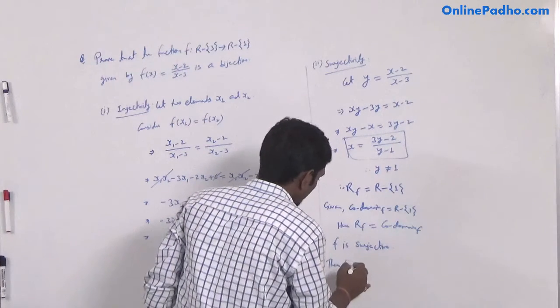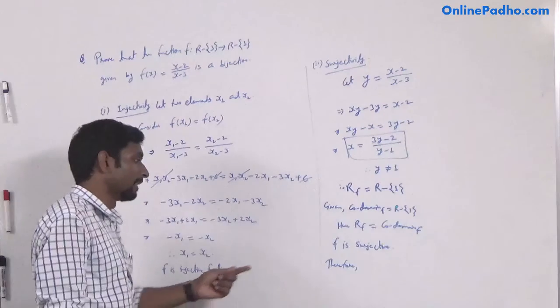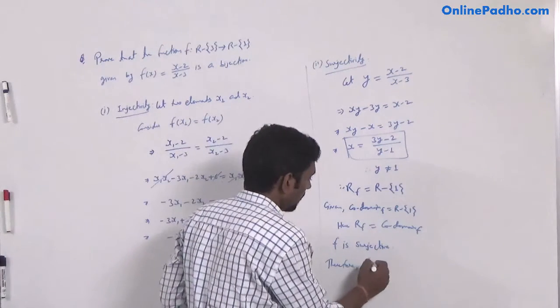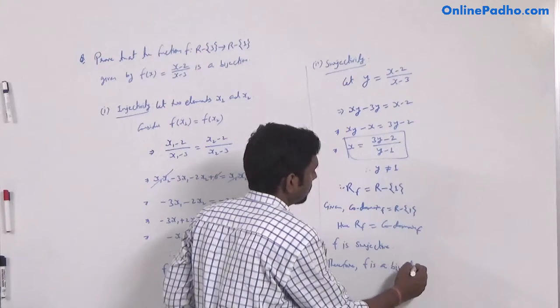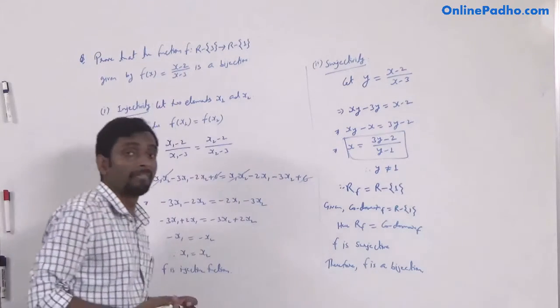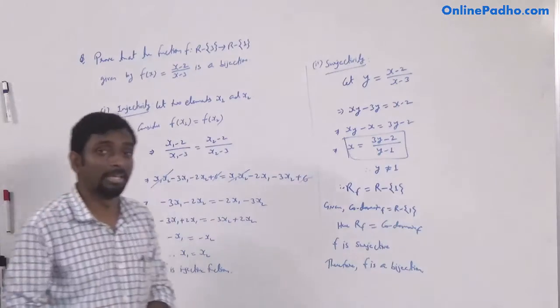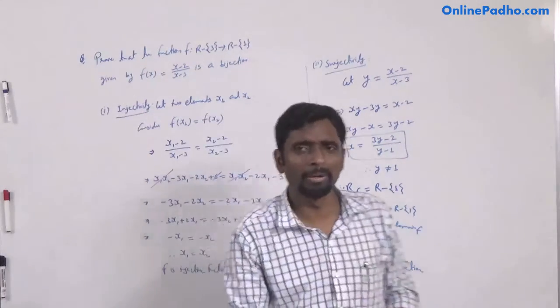Therefore, f here is injective as well as surjective, therefore f is a bijection or bijective function. In this way we can solve questions related to injectivity and surjectivity. It's a very simple concept.